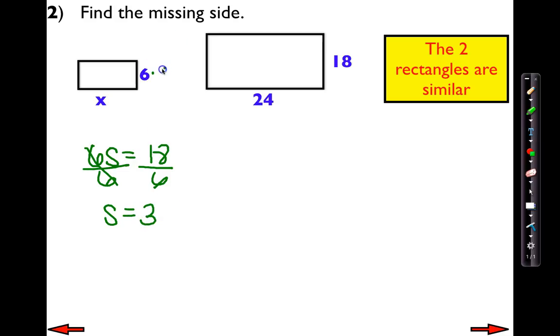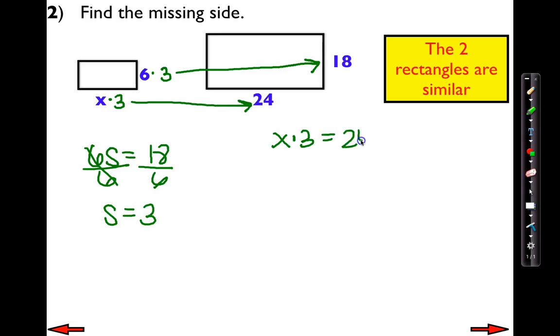That means 6 times 3 gives me the height of 18, which means X times 3 will give me the length of 24. Some of you could probably solve this in your head and say that it's 8. However, if you didn't, I would just go ahead and solve this like this by dividing both sides by 3, and I'm left with X equals 8. So notice, going from left to right, going from the smaller rectangle to the larger rectangle, the scale factor is 3, which makes sense because, again, the shape is getting larger.